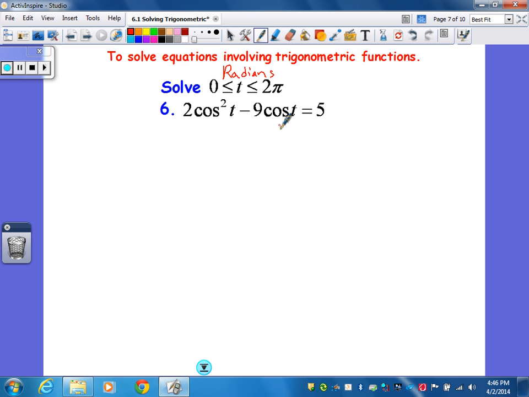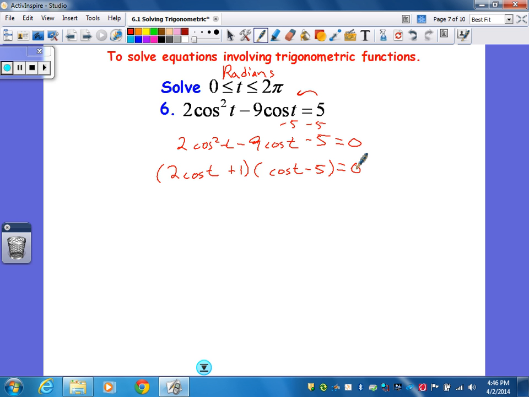I'm going to throw that over by subtracting. So minus 5. I have 2 cosine squared t minus 9 cosine t minus 5 equals 0. Okay, put in there. Oh, look at that. I can factor this also. I have 2 cosine t plus 1 times cosine t minus 5.